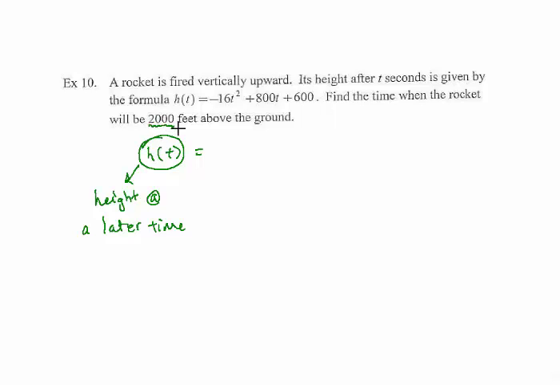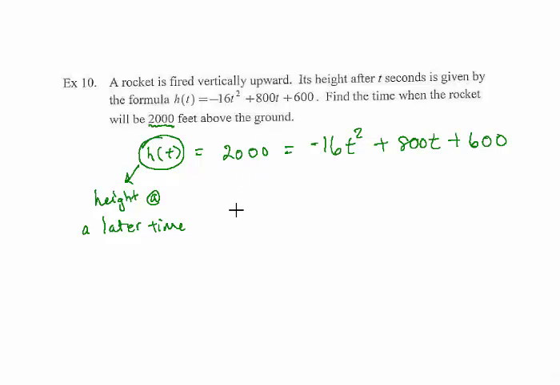We want to know the time when this rocket is 2,000 feet above the ground. So we're going to replace it with a 2,000. It's a single number. It's not a h and a t. H of t is one single number. So 2,000 equals negative 16t squared plus 800t plus 600.